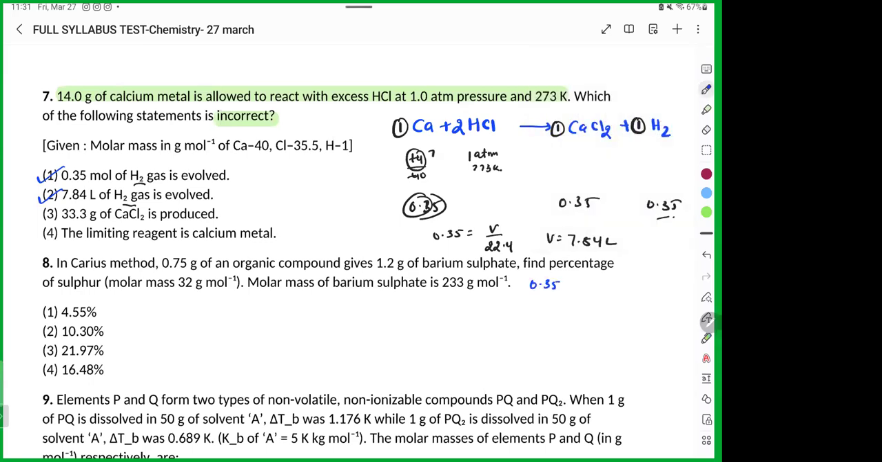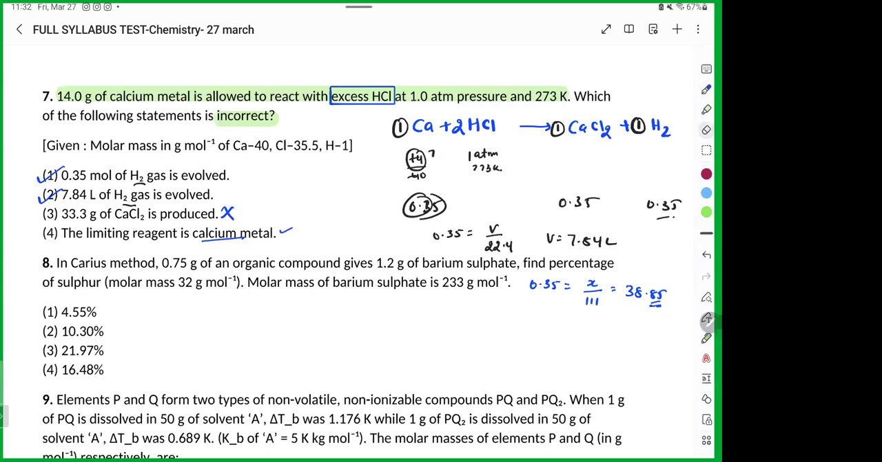Calcium chloride, 0.35 mole. We have to calculate what will be the molar mass: 71 plus 40, 111. If you multiply, it will be 38.85 something. So this is wrong. Limiting reagent is calcium metal, of course, because it already mentioned कि HCl is in excess. So you can definitely eliminate fourth option easily. This is easy. Tell me, guys, was it really difficult?